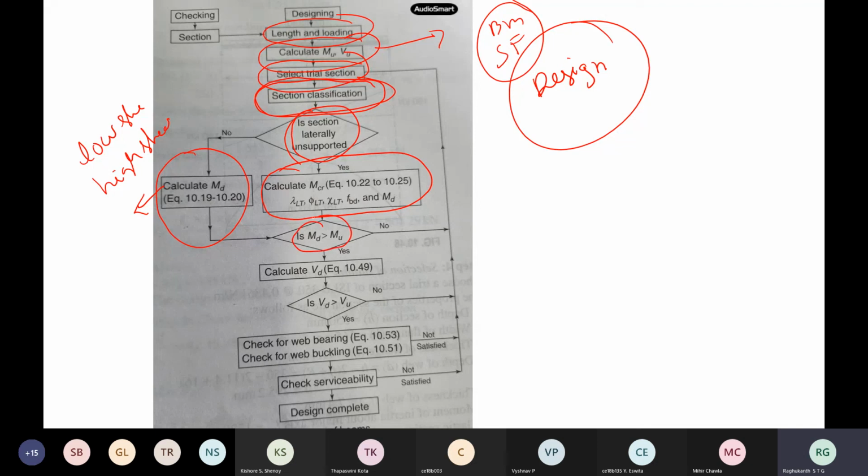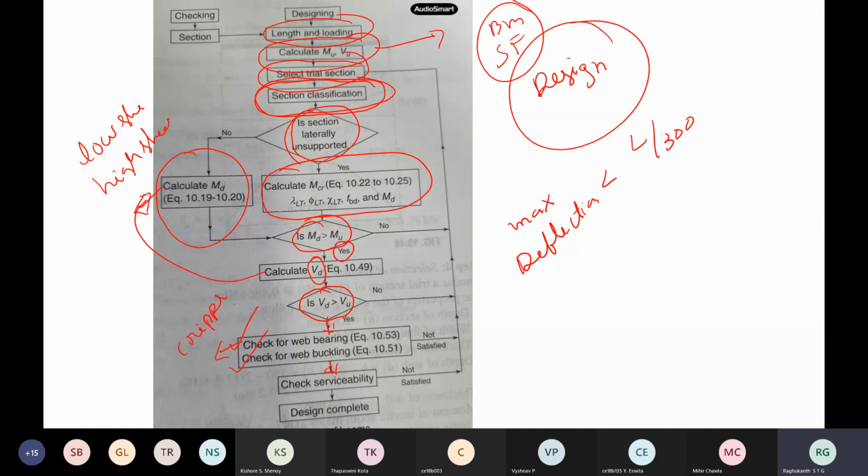If MD, the design capacity, is more than MU, and the answer is yes, then you calculate the shear capacity, that is VD, which of course you would have already calculated. If VD is more than VU, then this is also fine. Then you have to check web bearing and web buckling. Web bearing is anyway the crippling only. The last one is serviceability, that is the deflection. You find out the maximum deflection and it should be less than something like L by 300, as the code clearly says. Then your design is perfectly safe.